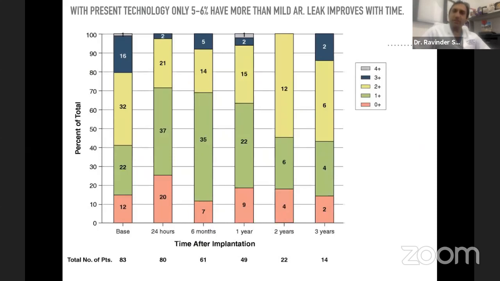So with the present generation technology, only 5 to 6% have more than mild AR. And that is because of the skirt, which is there on the outside of the present generation valve, which could be an Evolut Pro, a Sapien 3, or a MyValve, which have a skirt on the outside, and because of that, the paravalvular leakage is less, and we get good sealing in such patients.